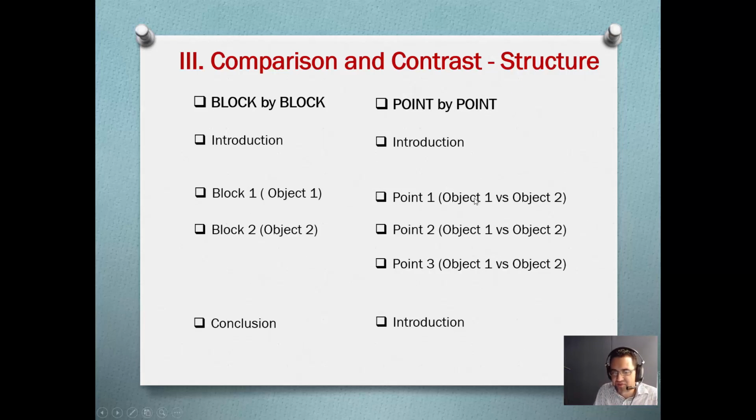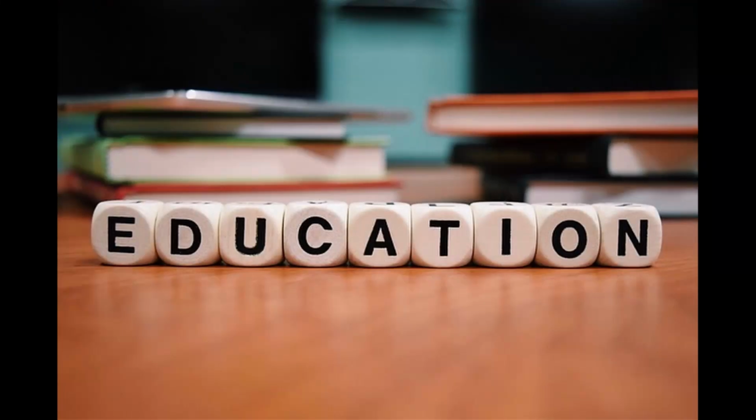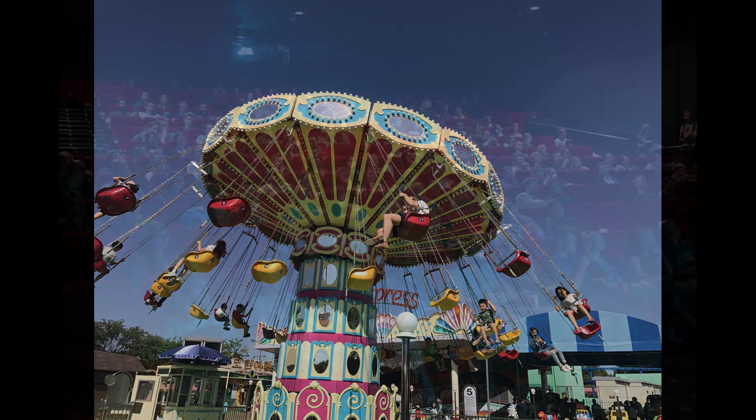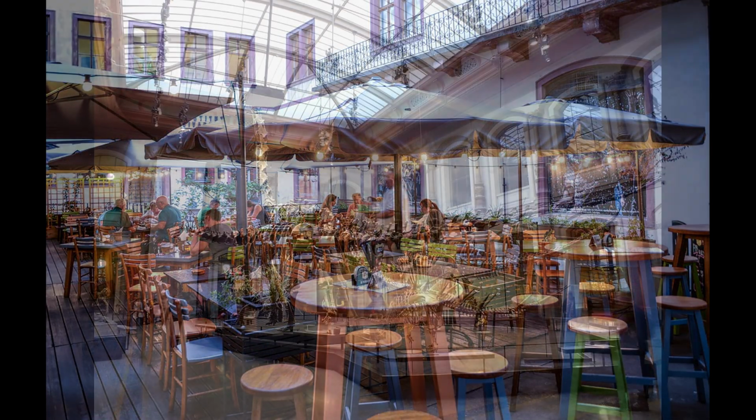The second way to organize the comparison and contrast essay is using the point-by-point technique. If you do that, you will have to compare and contrast, in this case, the city versus countryside regarding opportunities for education. There are more universities and schools, and they have a higher quality than in the countryside. Point 2 can be opportunities for having fun. In the city, there are bars, there are clubs, there are cinemas, there are restaurants, there are museums, there are many things that you can choose from.